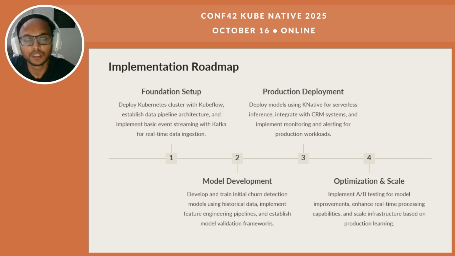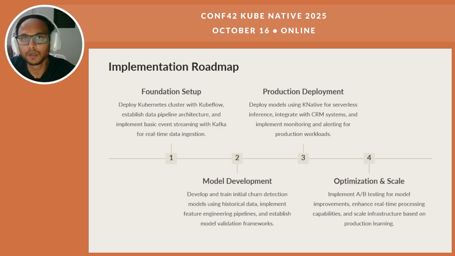So there's four steps to implement the system in a production environment. First is the foundation setup, which is making sure that we're deploying the Kubernetes clusters with Kubeflow, establishing data pipeline architecture, and having basic event streaming with Kafka to make sure that real-time data is getting ingested into the system.